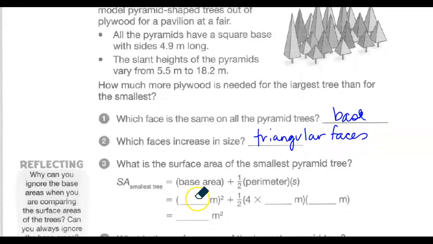So the base area is 4.9. Then we have to square it. And then remember, we talked about this in an earlier chapter, for all the triangular sides, we can take the pyramid, which is 4 times 4.9. And that's basically, if we cut them all out into a net, those would be all lined up, times the slant height. So the surface area of the smallest, 5.5. And of course, there are triangles. So let's calculate that.